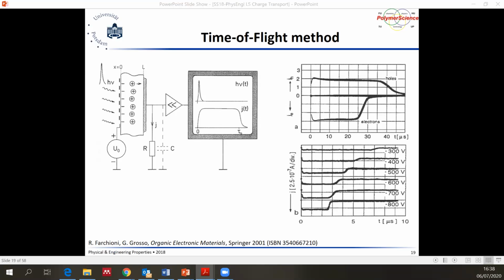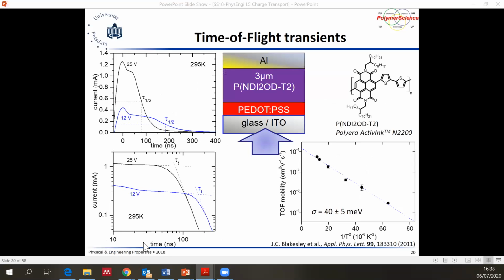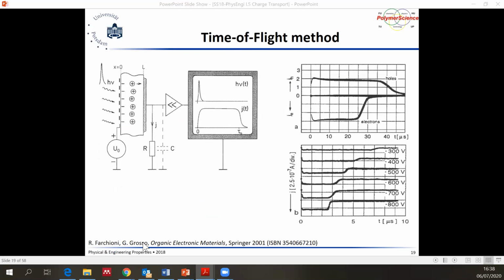We must know the thickness of the active layer, and then use the equation: mu equals d over transit time times field. The transit time multiplied by the field is in the denominator, and in the numerator you have the thickness, and that gives the mobility.